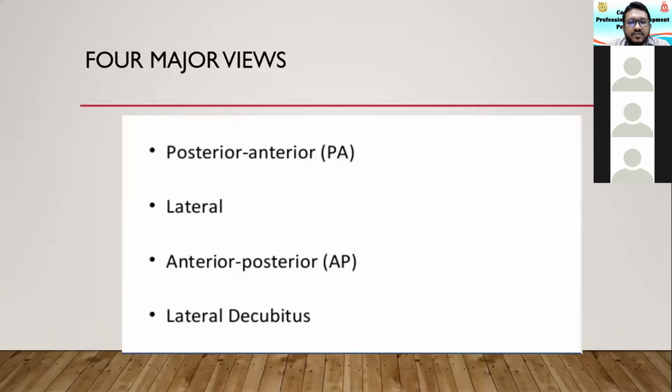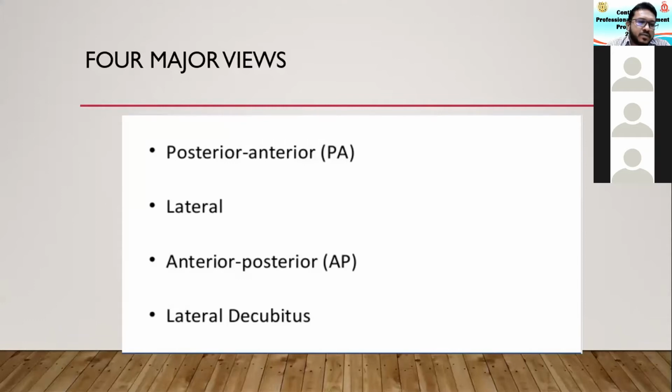And the anteroposterior, which is the most common X-ray taken in children who can't stand up for a chest X-ray, and patients who are very ill and can't stand, also in ICU settings, will have an anteroposterior view.